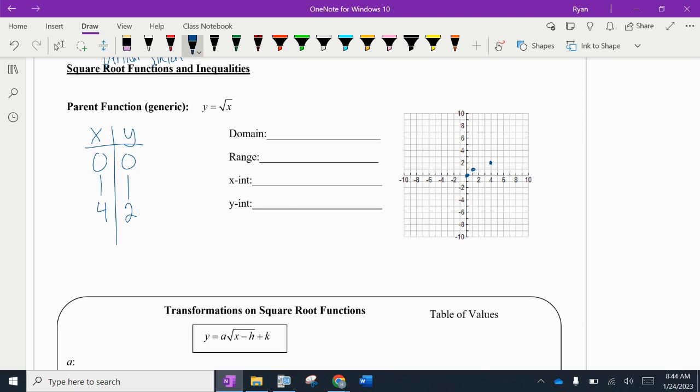I don't want to work with decimals. I really only want to work with integers. So what is the next x value that should be chosen to keep us working with those types of numbers? 9. That's the next perfect square. So if you plug 9 in for x in this equation, it's saying, what is the square root of 9? Well, the square root of 9 is 3. Over 9, up 3.